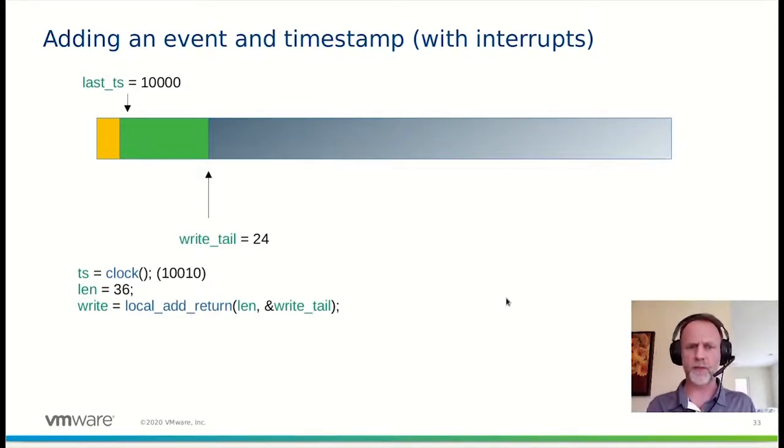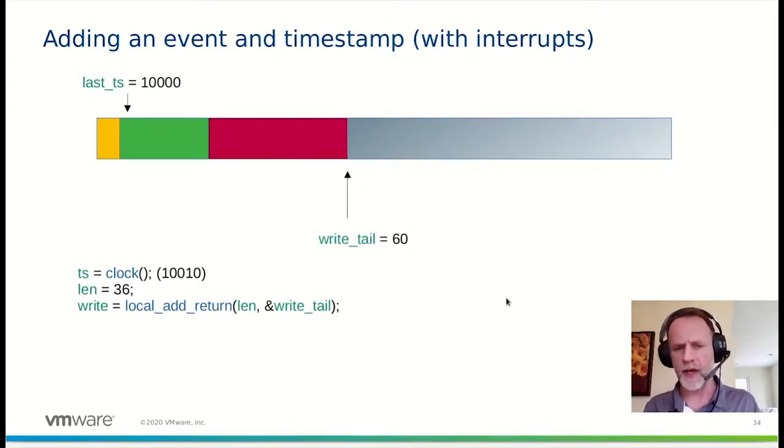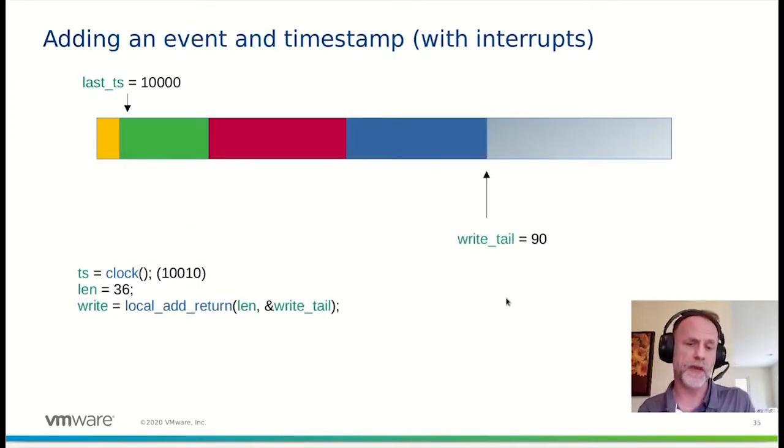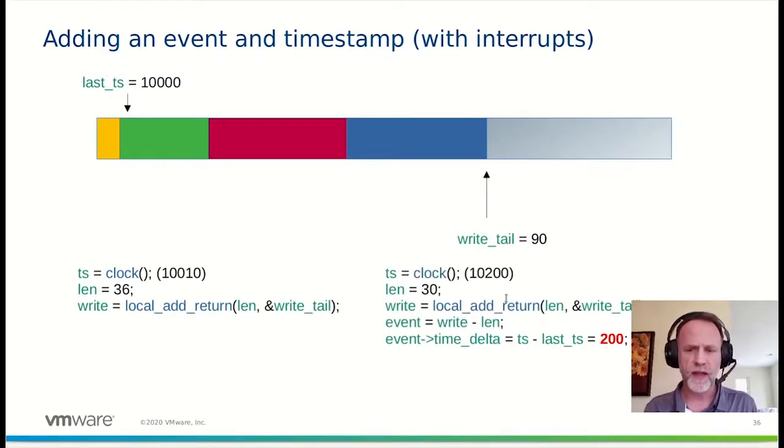Another situation could be that we get the last timestamp calculated, and we get in there, we update everything, but something else got in there before we were able to update that last timestamp. We got our information there. We're going to put in the time delta of 10, but something else snuck in there. And from here, it does the operation. Its timestamp is 10,200, and it takes its timestamp minus the last timestamp, and comes up with 200.